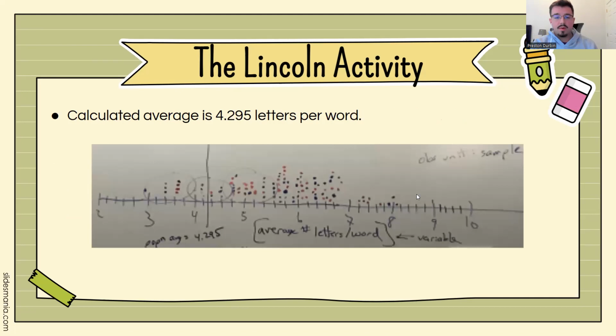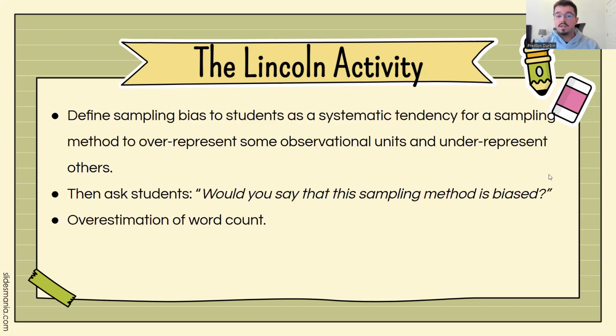And right here, we have the average population mean for every single student's dot that they've collected. And the little line that was provided by Alan Rossman is actually the real Gettysburg average. And we can see that there's a little bit of a difference. This is where you would move on to define sampling bias to students as a systematic tendency for a sampling method to overrepresent some observational units and underrepresent others. Then the next question you would ask these students is, would you say that this sampling method is biased? And as we can see from this, a lot of students overestimated the actual mean. And so they should draw the conclusion that there's an overestimation of word length.